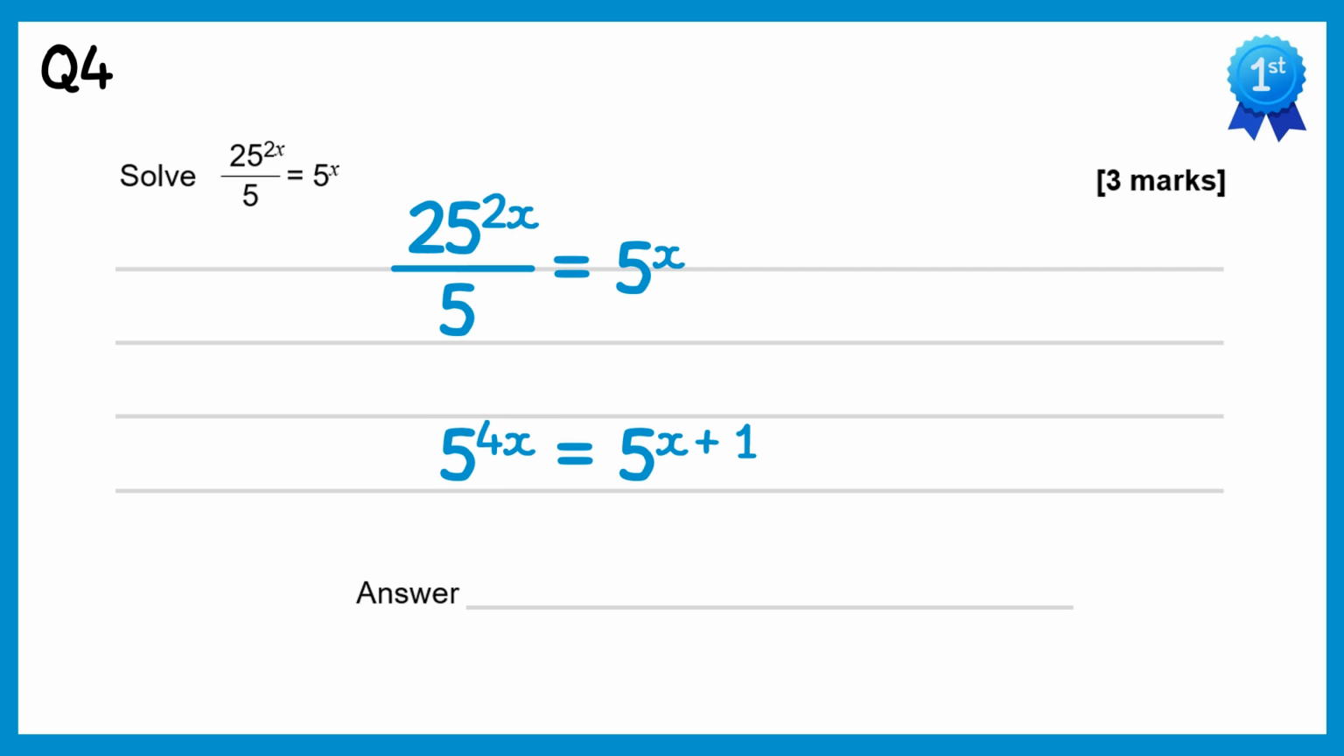We've now written both sides as a single power of 5. So these powers here must be equivalent. So 4x must equal x plus 1. We can now just solve this equation. If we take away 1x from both sides, on the left hand side we get 3x, and on the right hand side we get 1, and then divide both sides by 3. This will give you x equals 1/3, which is the answer to the question.